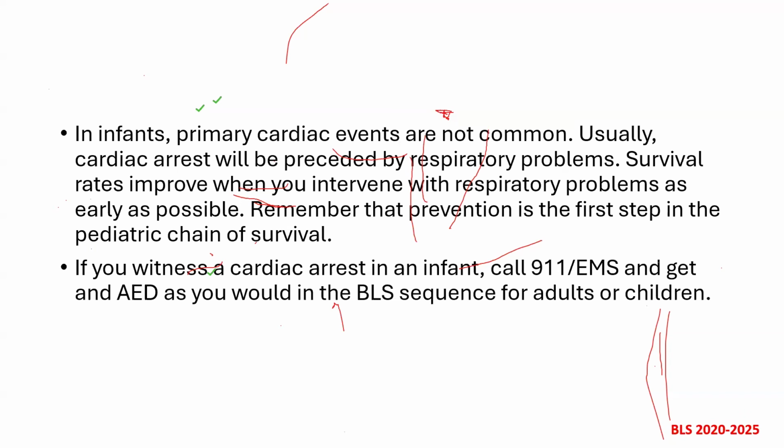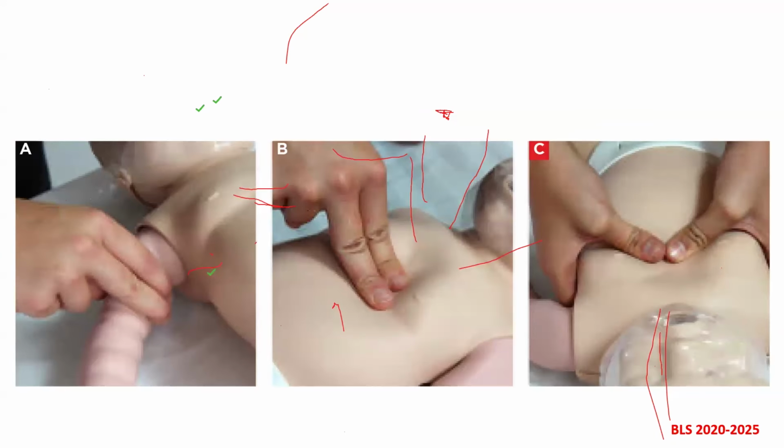If you witness a cardiac arrest in an infant, call 911 EMS and get an AED as you do in the BLS sequence for adults and children. So how do you do that? First, check the pulse in the infant on the inside of the upper arm for the brachial artery. And if you're only one rescuer, use the 2 finger method to do the chest compressions in the middle of the chest. If there are 2 rescuers, you can use the encircling hands to do the compression.